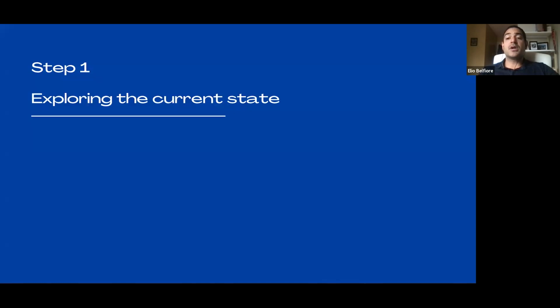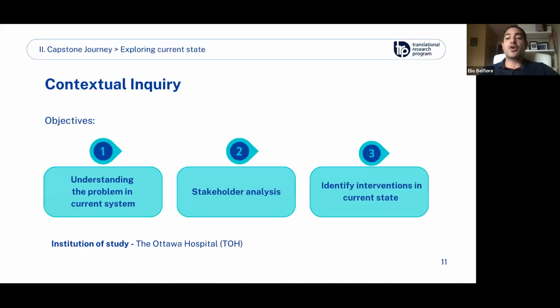We want to explore the current state more. For this, we set 3 objectives: understanding the problem in the current system, gathering insights from stakeholders about the current state, and finally, identifying interventions in the current state. Our collaborating institution for the study is the Ottawa Hospital.